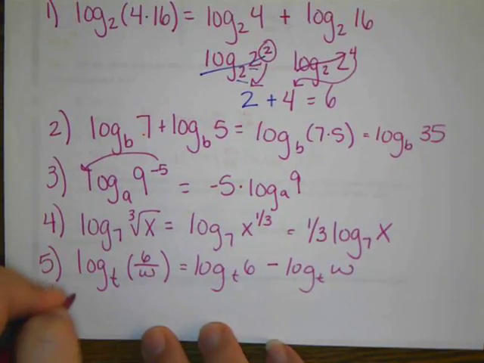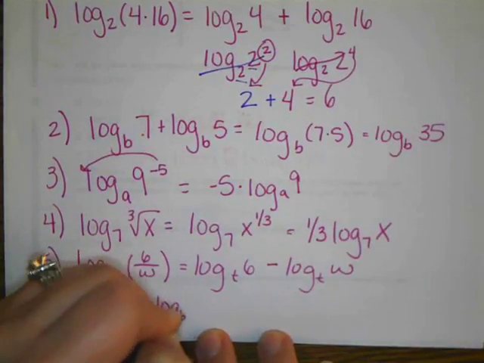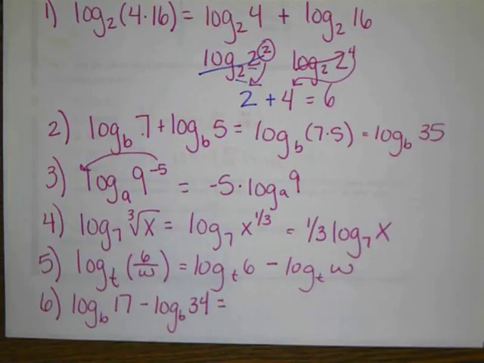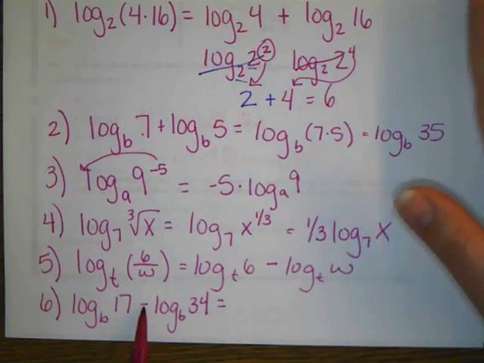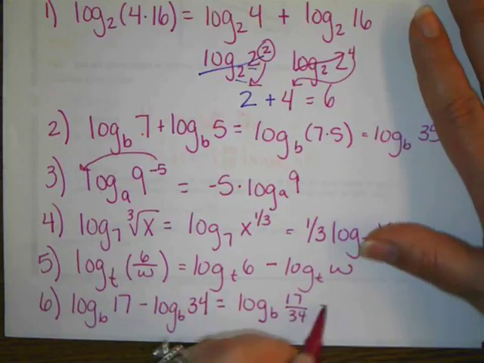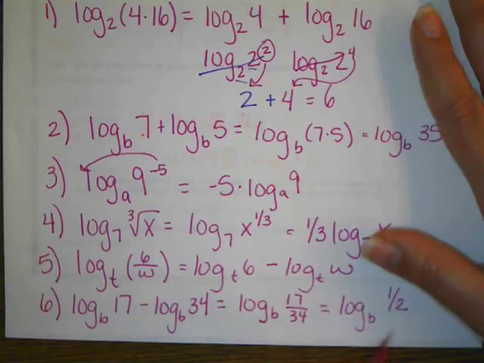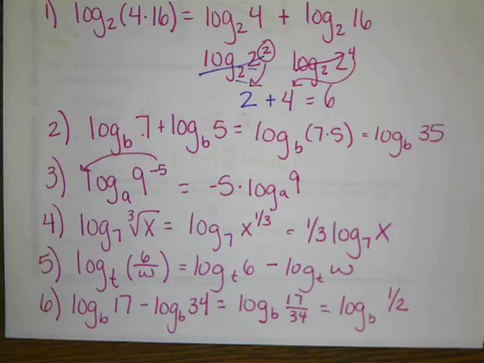Number 6, log base b of 17 minus log base b of 34. Go ahead and try that for a moment. You should see that because they're subtracting, you can rewrite that using the quotient rule, and you have 17 over 34. And that does reduce, so we have log base b of 1/2. So there's a few problems, but they're pretty quick, but you have to get used to all these rules. You must know all the rules for the test.